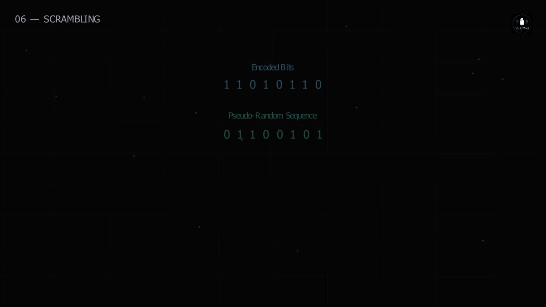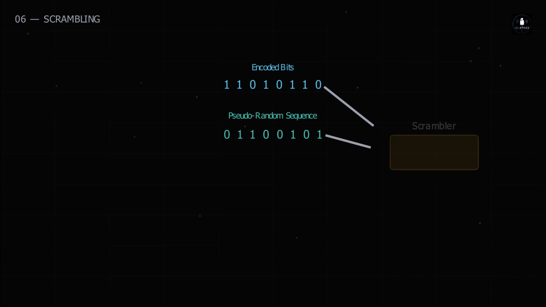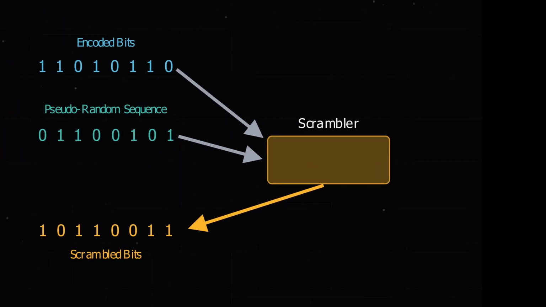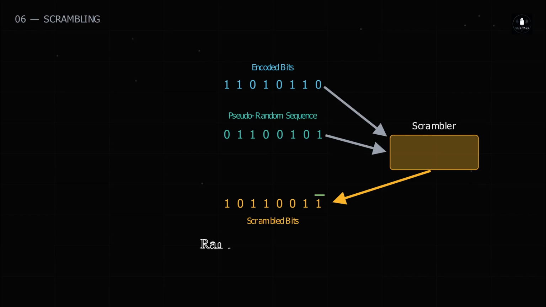The scrambler combines the encoded bits with a pseudo-random sequence using a simple XOR operation. The resulting sequence may look completely random, but the information is still intact. At the receiver, the same pseudo-random sequence is generated, allowing the original encoded bits to be recovered.